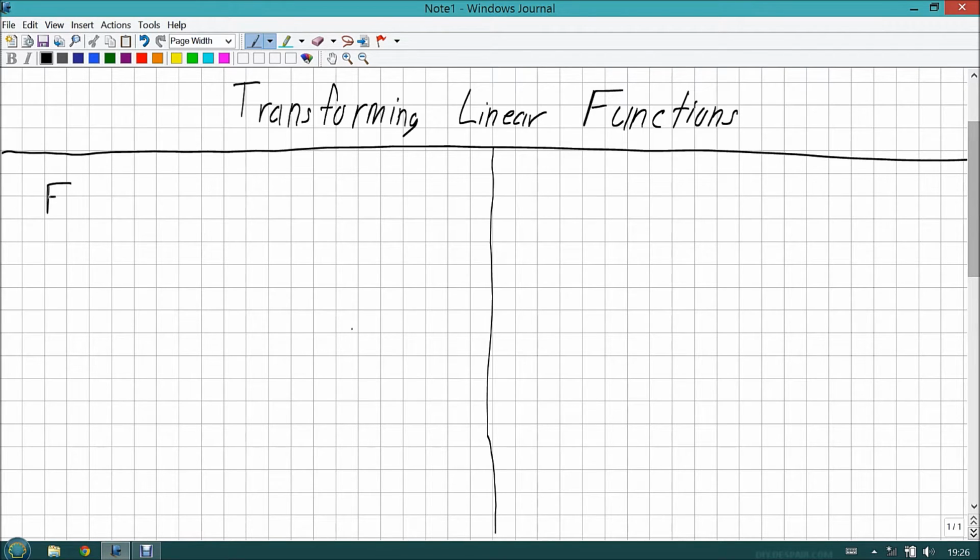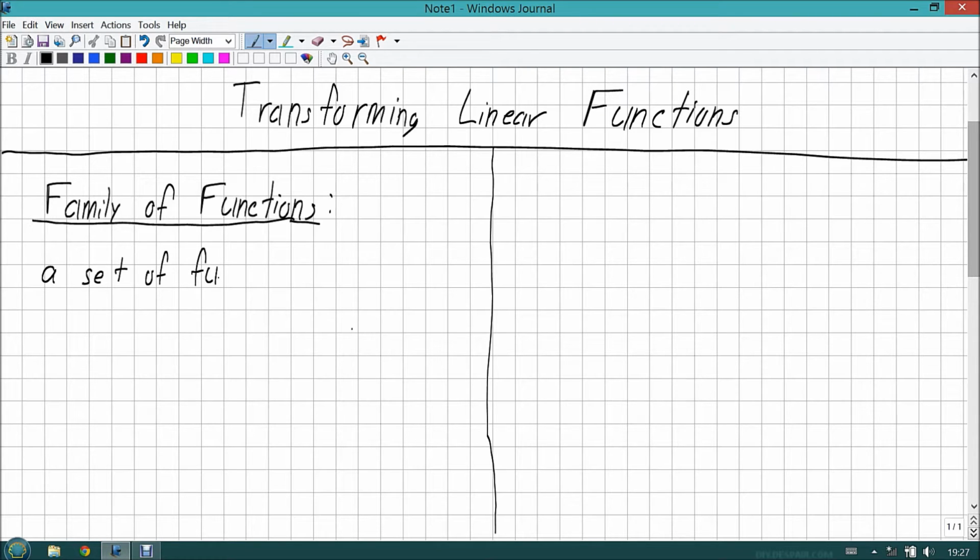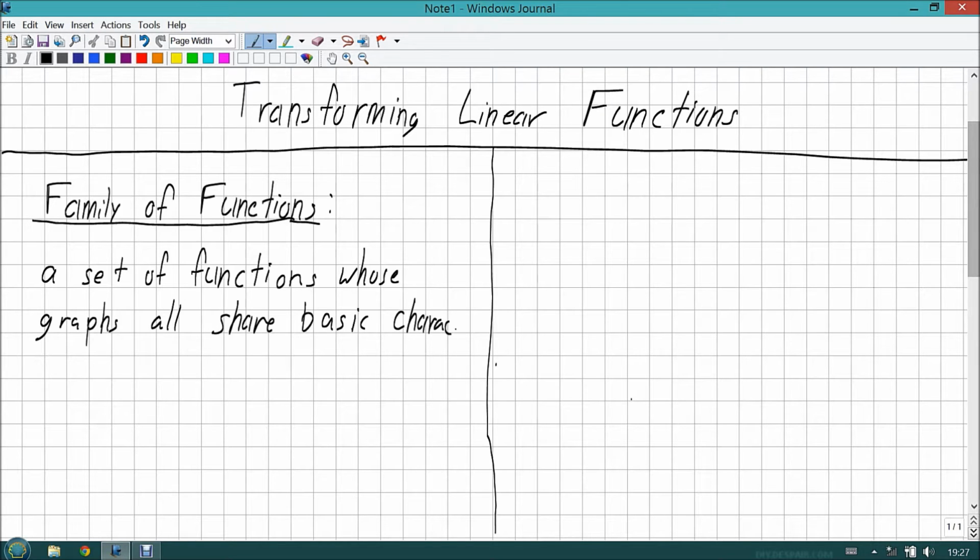The first definition is a family of functions. A family of functions, according to the textbook definition, is a set of functions whose graphs all share basic characteristics. I can't fill that in there. Characteristics.